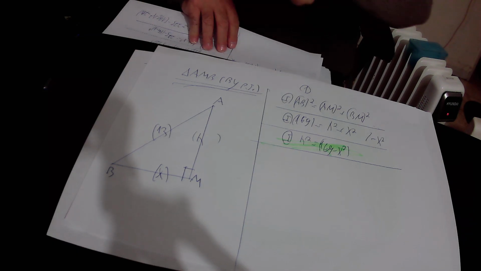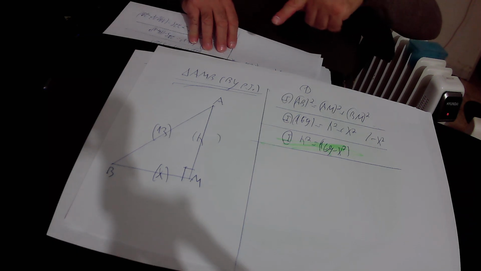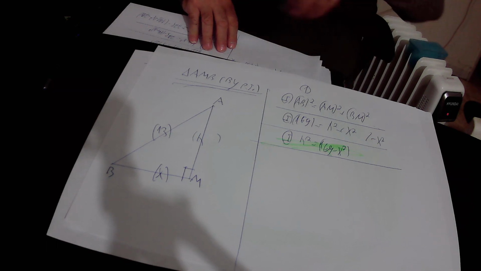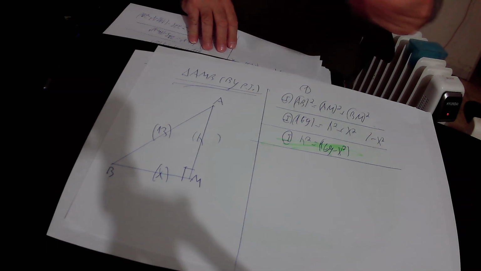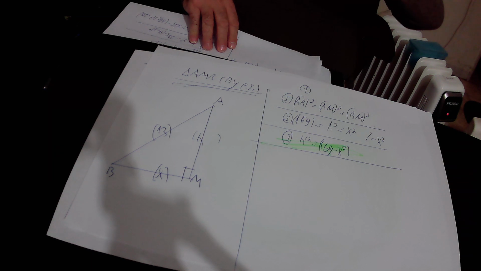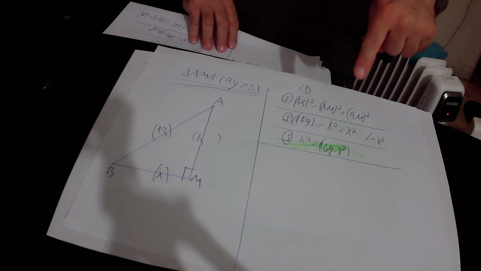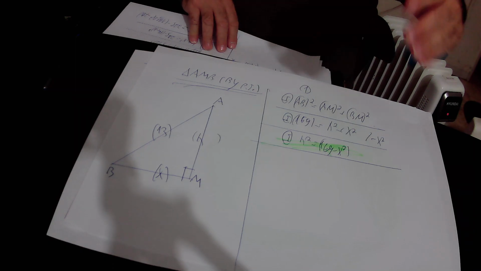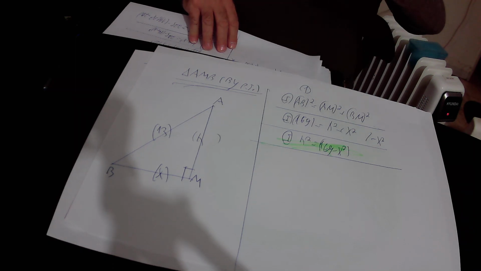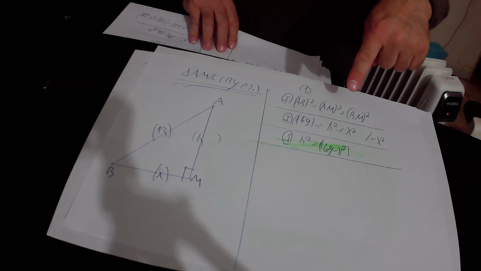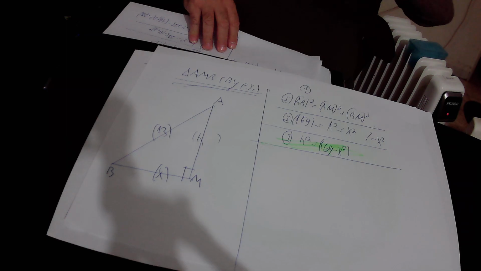So in this right triangle, according to the Pythagoras theorem, AB squared equals AM squared plus BM squared. AB is 13, therefore AB squared is 13 squared, that is 169, and it is equal to AM squared. AM is 8, therefore AM squared is 8 squared, plus BM squared. BM is X, therefore BM squared is X squared. So in total, according to equation number 1, 169 equals H squared plus X squared.